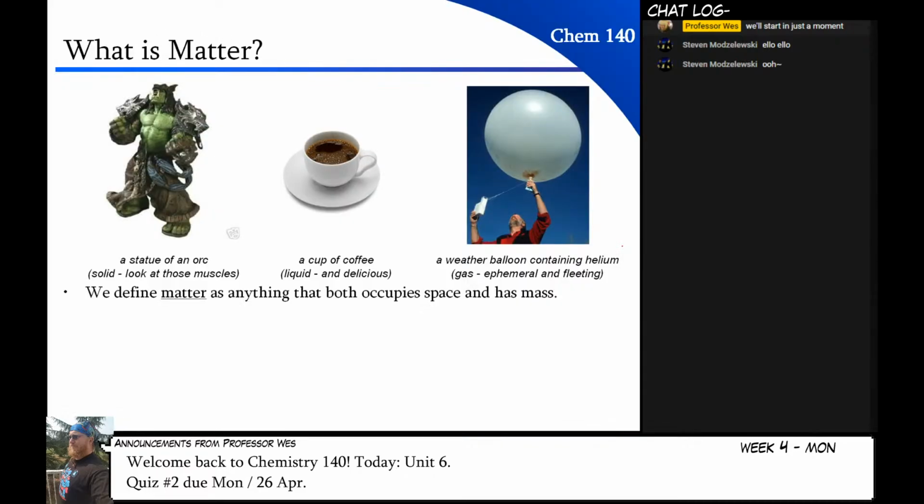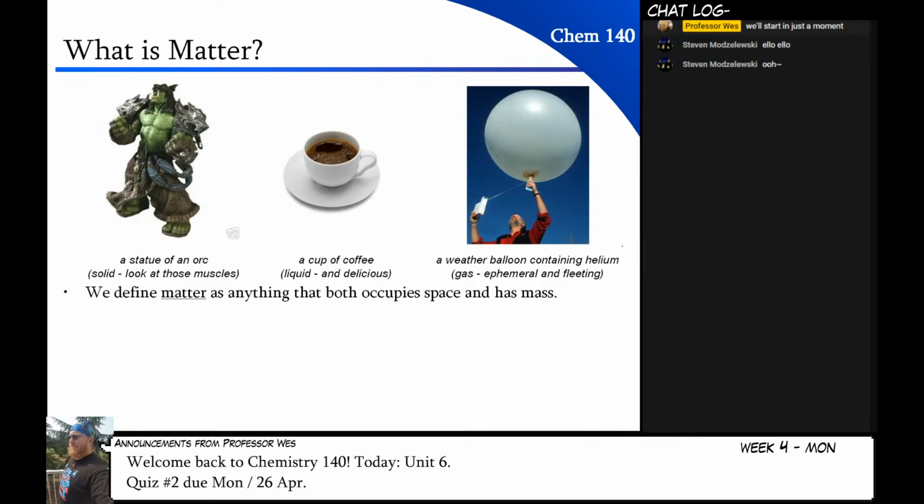On the screen, we have 3 different things. So I have the statue of this orc. He's sitting in my living room. He's like a foot tall. Maybe not even that tall, actually. Maybe more like 8 or 9 inches tall. So it's not really an actual statue. It's just a little figurine. And then I have this cup of coffee. I don't actually drink coffee. So that one doesn't apply to me.